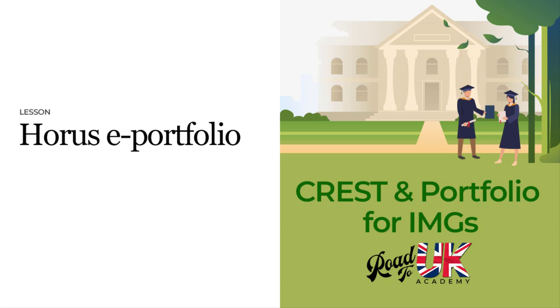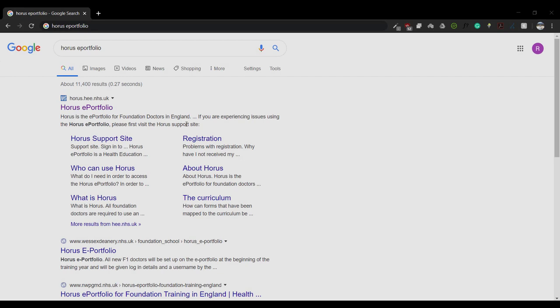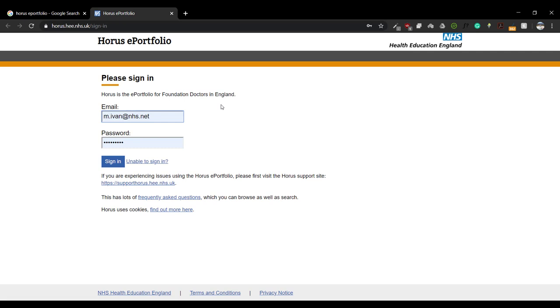effectively on your behalf. The e-portfolio used by the foundation doctors in the UK is called the Horus e-portfolio. If you go to Google and search for the Horus e-portfolio, you can find it. But before you can do that, if you need all the information that is given here, you have to get a login from your postgraduate medical education.